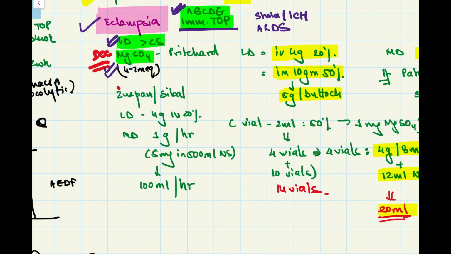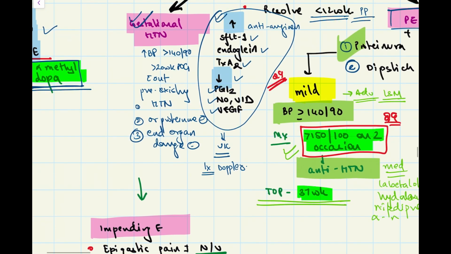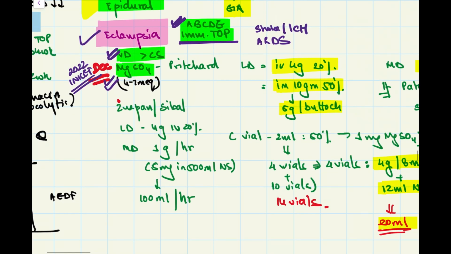sulfate. This was a question asked in this year's INI-CET, right? And even the factors responsible for eclampsia and preeclampsia were asked, where thromboxane A2 and prostacyclin was given in one of the options, right? So thromboxane increases and prostacyclin decreases. That was the correct answer, right? So the drug of choice is magnesium sulfate, and we already read that the therapeutic dose is 4 to 7 milliequivalents.